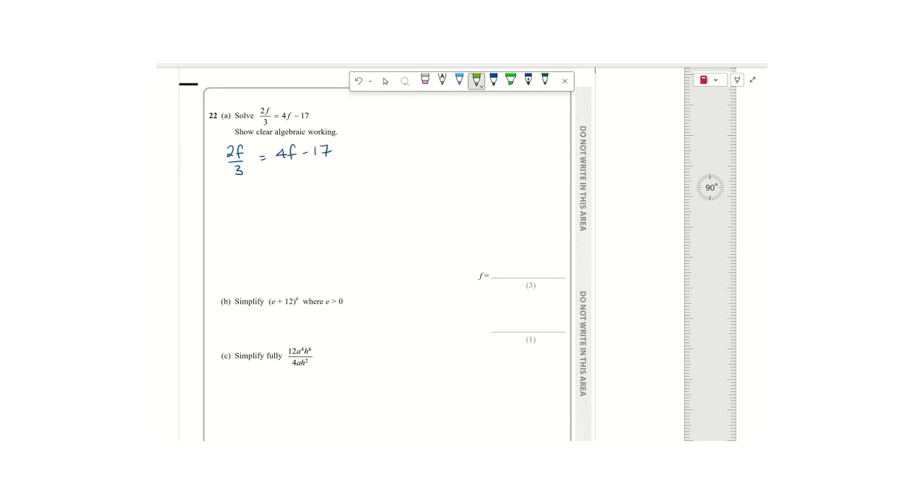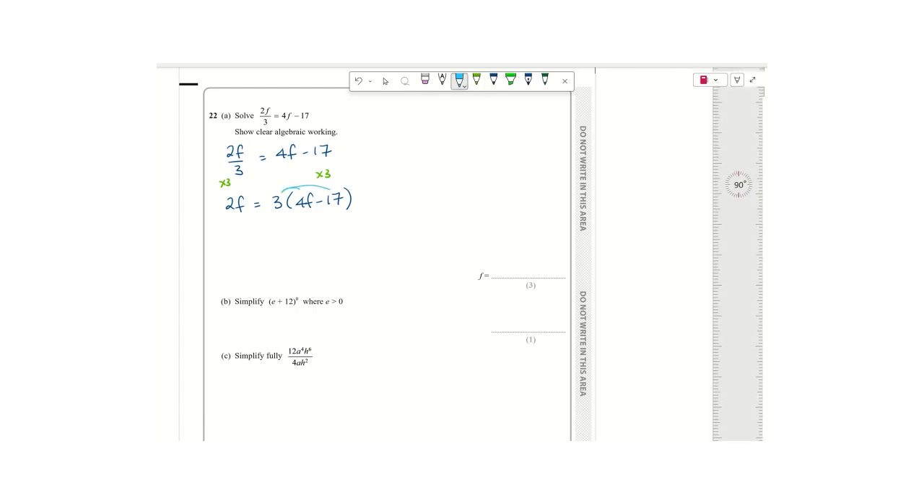First thing we need to do is get rid of the divide by 3 on this side. So to get rid of divide by 3, we do the opposite. So we times by 3. So I've got 2f is 3 lots of 4f minus 17. Now I'm going to need to multiply my brackets out on this side.